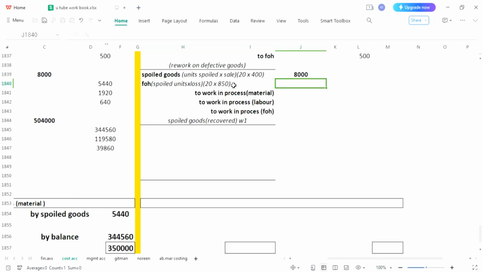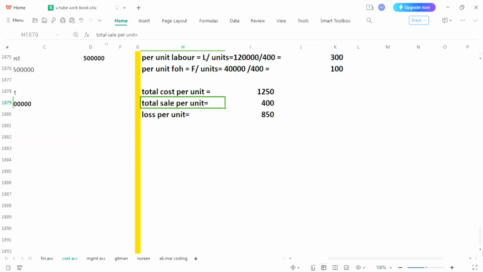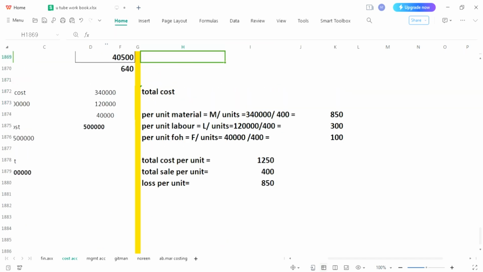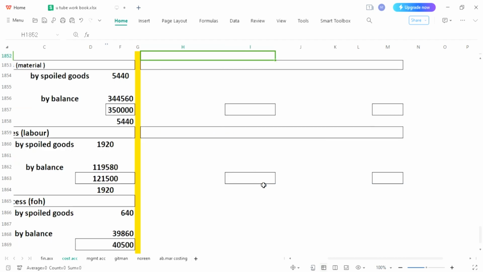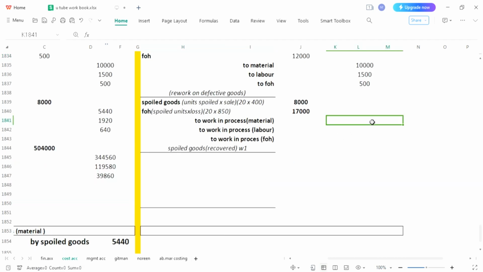Statement is completed. Now let's calculate 20 multiplied by 850. So loss has also been calculated. Come down and please see it again. You can take a screenshot over here. So what you have done, per unit cost was calculated in this way. Total sum of these three amounts, then you have sold 400, 850 loss. It's time to calculate your amounts present on the credit side.